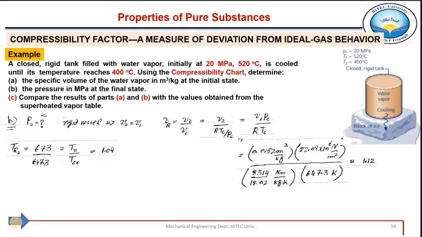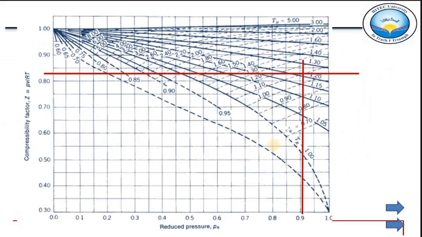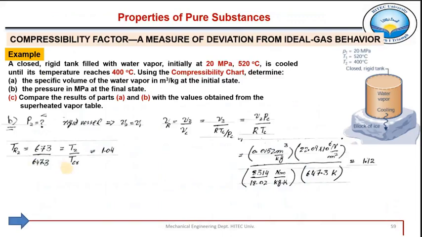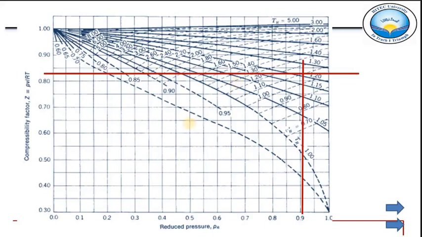Now we will go to the table, the same chart, compressibility chart, because now TR and VR are known. Now the intersection of VR and TR will give a point, and we can read Z value or directly PR value. So let's go to the chart. So these were the lines for part A. Now for part B, what is given? For part B, TR is 1.04. So let's look at TR of 1.04.